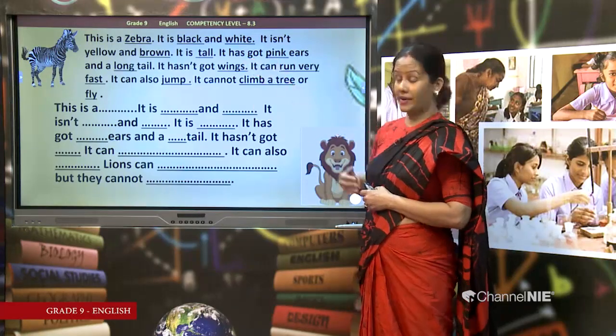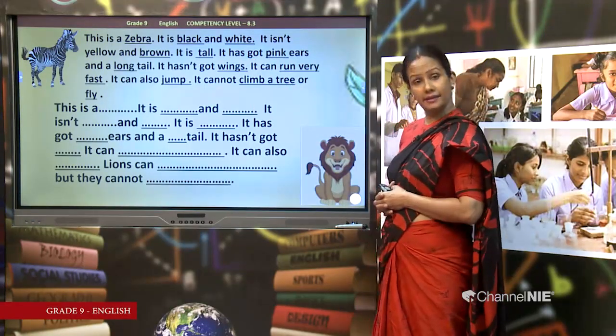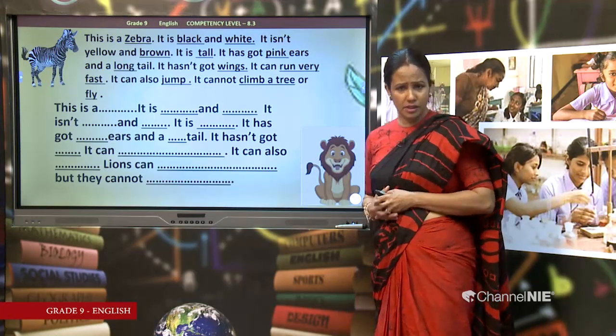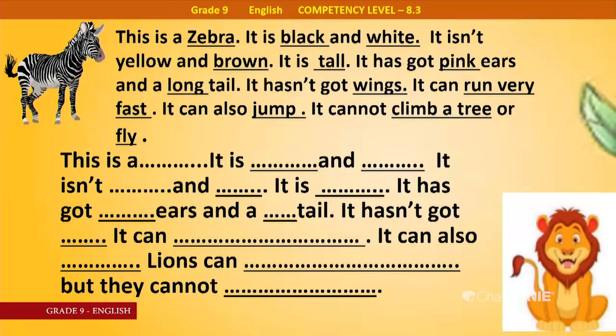This is a zebra. It is black and white. It isn't yellow and brown. It is tall. It has got pink ears and a long tail. It hasn't got wings. It doesn't have wings. It can run very fast. It can also jump. It cannot climb a tree or fly.